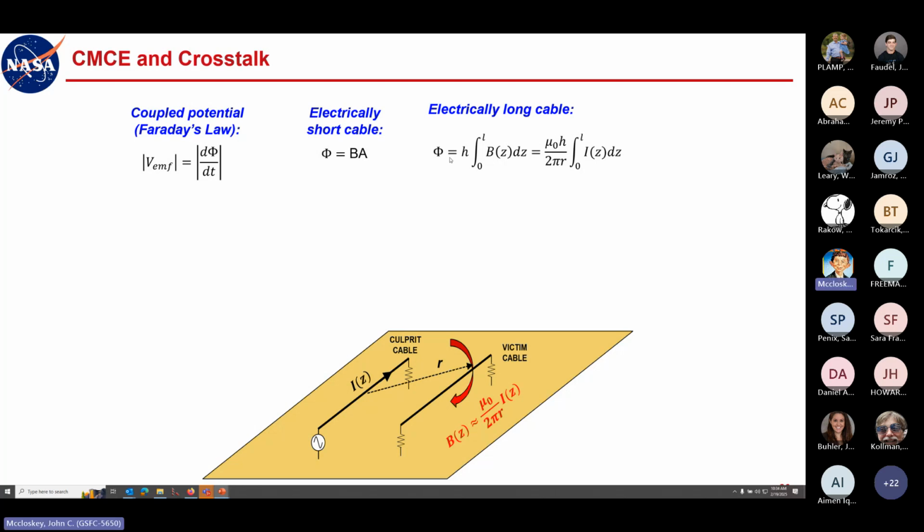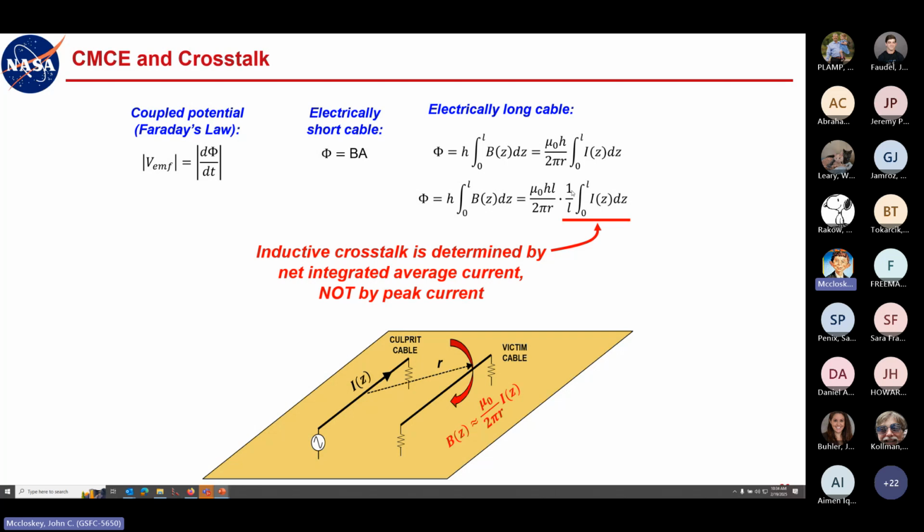So the total flux then, again assuming that it's constant over the height, is going to be the integral over the length of the cable of our B of Z. And so we'll get this expression here, but then we'll do a little mathemagic and multiply by L over L. So we'll put L here with these constants, and then we'll put 1 over L in front of the integral. Well, why did I do that? Well, 1 over L times the integral from 0 to L gives you the average current.